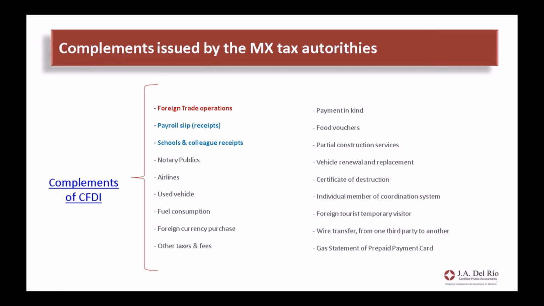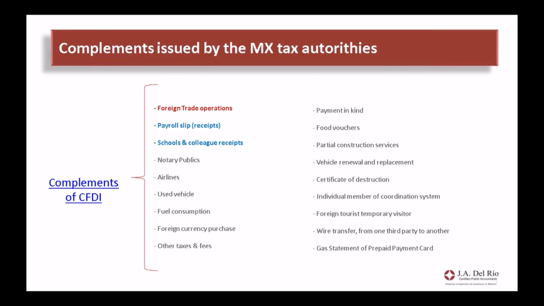I would like to add a comment here. For example, if we look at these complements, a payroll slip is also a deduction for taxpayers. So what we are seeing now is that the government is trying to move everything to electronic invoices. That is why it is making this obligation for taxpayers: even when they are paying payroll, they need to issue this new complement with the invoice. So, at the end, it looks like everything will end in an electronic invoice for all operations.